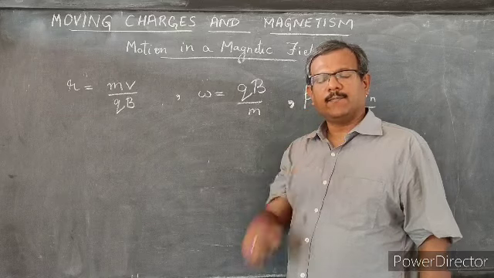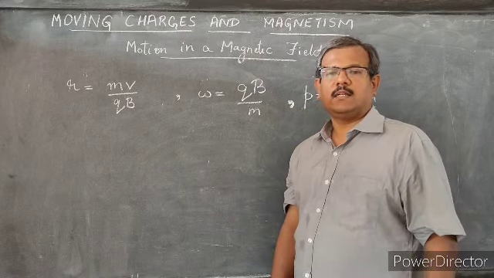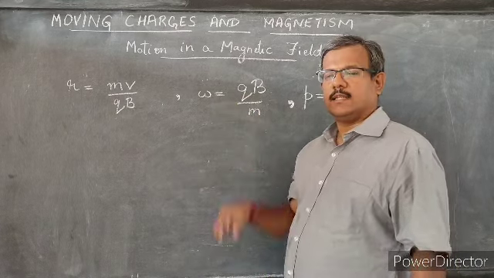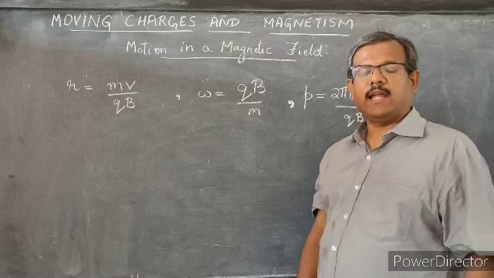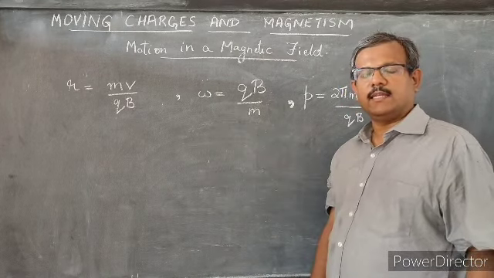Similarly, we also said the angular speed being shown by such a particle can be arrived at by the relationship omega equals qB by m.